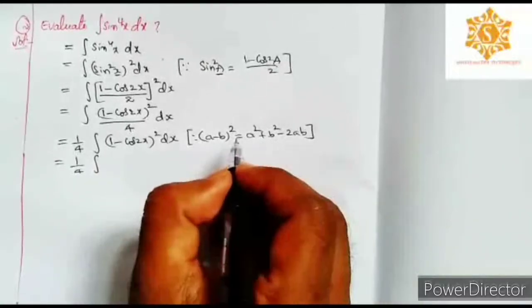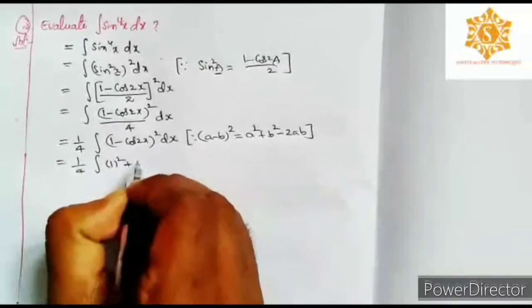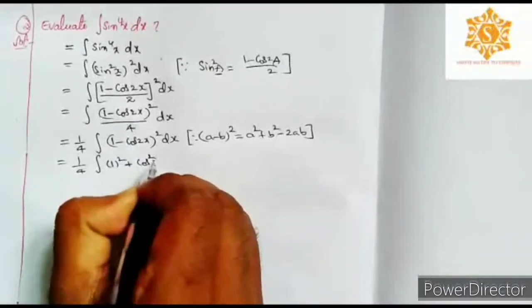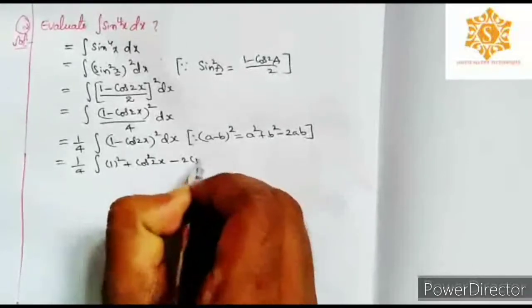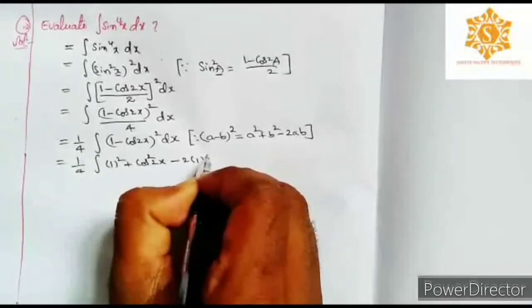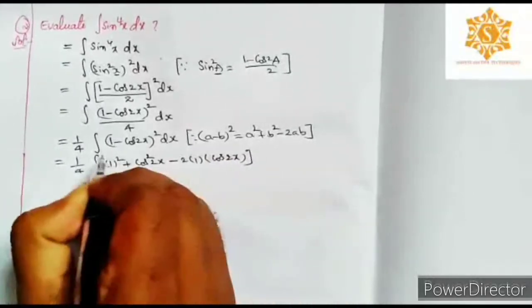So now you can write it a square, that is 1 square, plus b square, that is cos 2x whole square, that is cos square 2x, minus 2ab, that is 2 into 1 into b value is cos 2x whole dx.